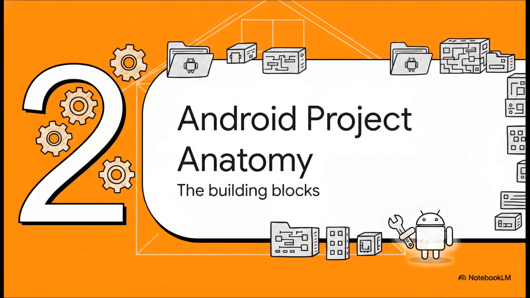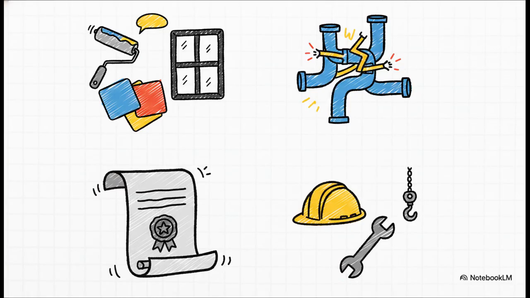Moving right along to Section 2, Anatomy of an Android Project. Let's check out the exact building blocks we need for our digital house. Okay, so when you crack open a brand new Android project, you're going to be hit with a very specific directory structure. It looks like a ton of folders, I know, but let's stick to our house metaphor. Your res layout folder, that's your interior design. It holds the visual blueprints for your screens.